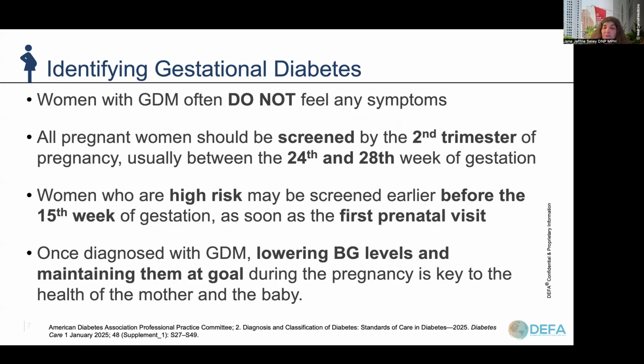Once they're diagnosed with gestational diabetes, we have found that lowering glucose levels and maintaining those levels at goal during the pregnancy is key to the health of both the mother and the baby.